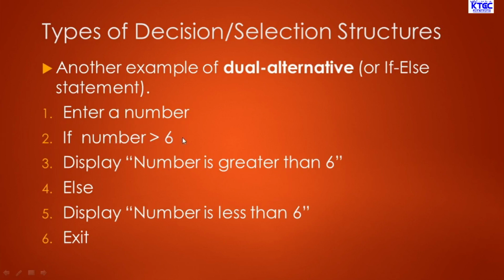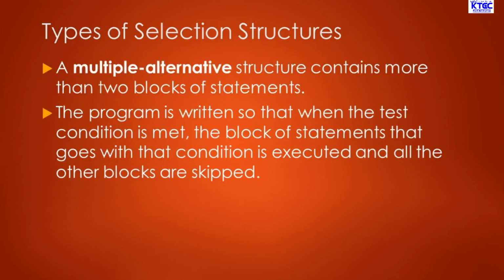If the number is greater than 6, display the number is greater than 6. Else means anything less than 6. Display and tell them that the number is less than 6 and then exit. So basically this is an example of the dual alternative, which is also called the if-else statement. Let's proceed. Now we have the third one, which is called the multiple alternative.